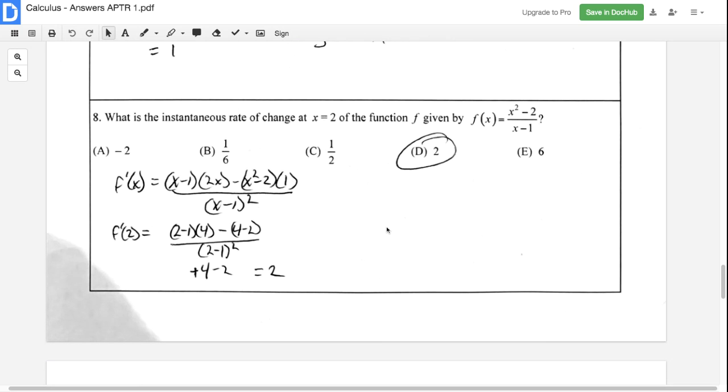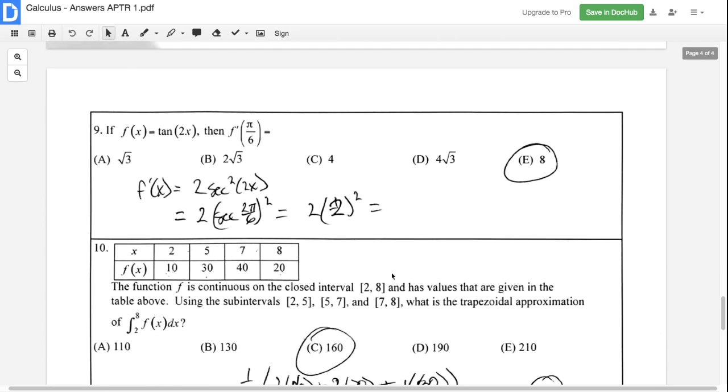Number 8, find the instantaneous rate of change at x equals 2 for the given function. So that just wants me to take the derivative and plug in. Instantaneous rate of change is just plugging into the derivative. So this is going to require quotient rule: bottom times the derivative of the top minus the top times the derivative of the bottom, over the bottom squared. I'm going to plug in 2. I plug 2 in everywhere. I end up with 2 as my slope, which is also my instantaneous rate of change.